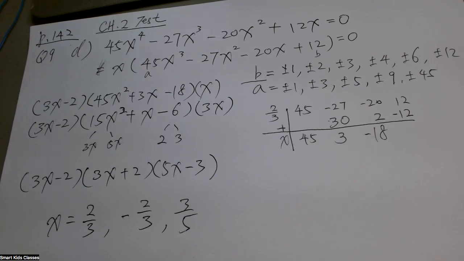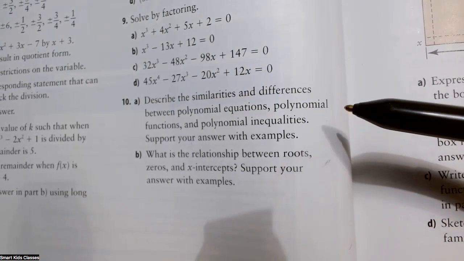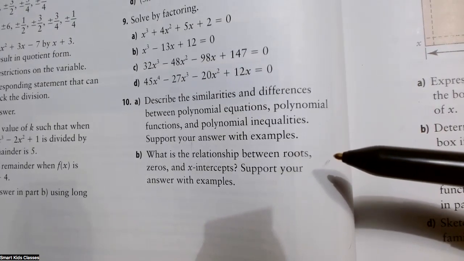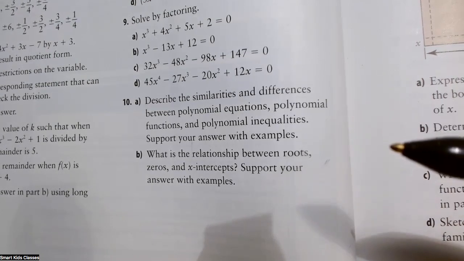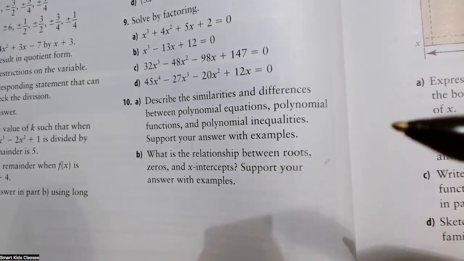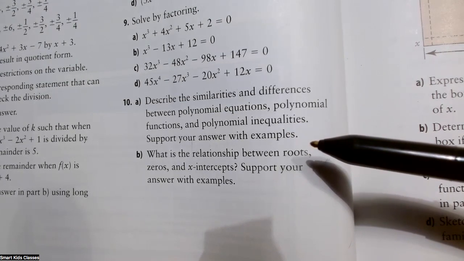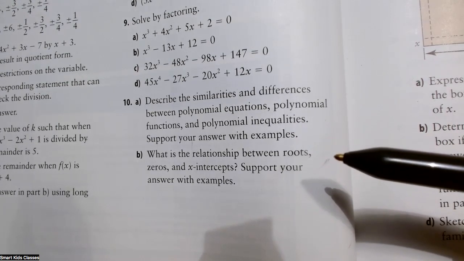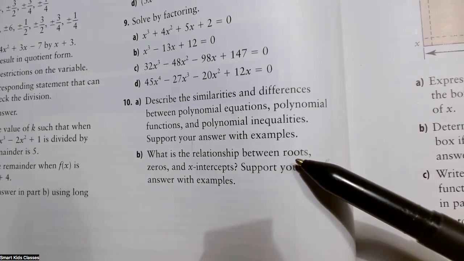Very good. We are going to do the next one, question 10. Question 10 is not a calculation, it's an explanation of calculation and theory. Describe the similarity and difference between polynomial equations, polynomial functions, and polynomial inequalities, and use examples to support your answer. And B, what is the relationship between the roots, zeros, and x-intercepts? Explain your answer with an example. I can explain to you here.